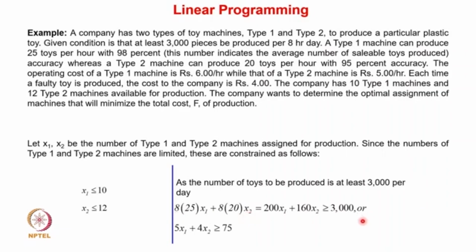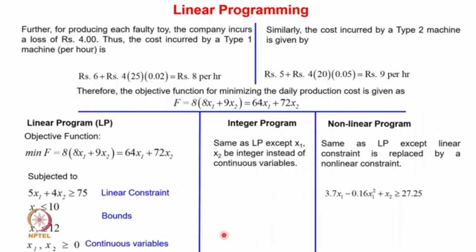If we simplify this equation, what we get is 200x1 plus 160x2 should be greater than or equal to 3000. If we further simplify, what we get is 5x1 plus 4x2 should be greater than or equal to 75. Now let us look at the cost calculations.